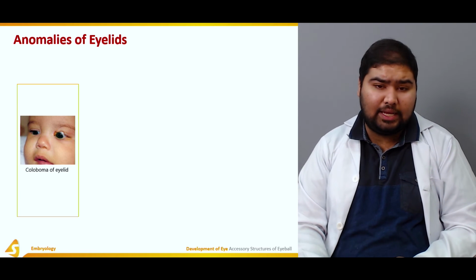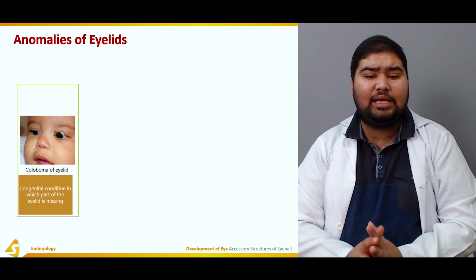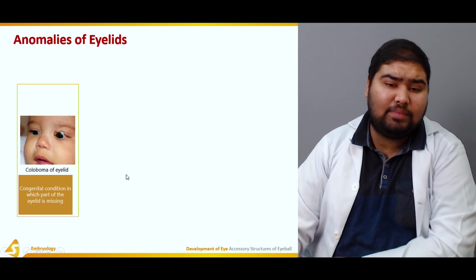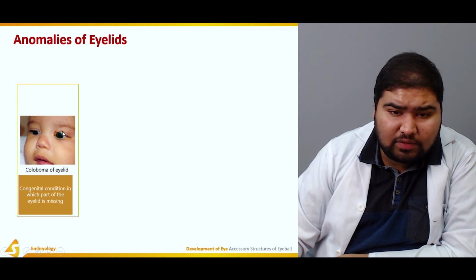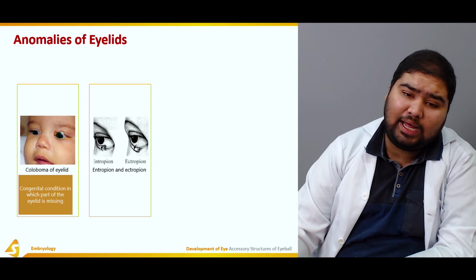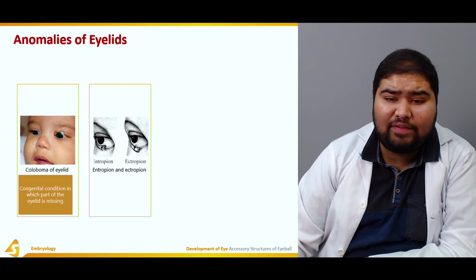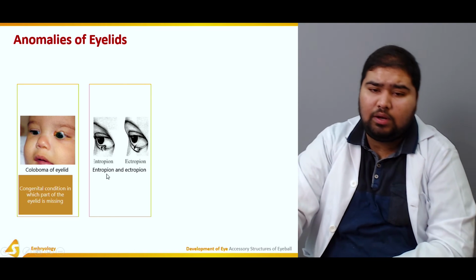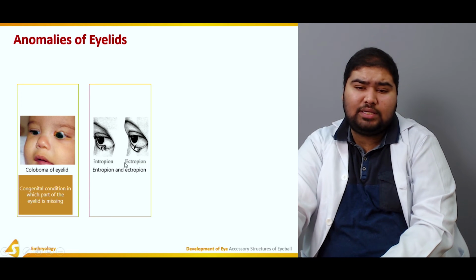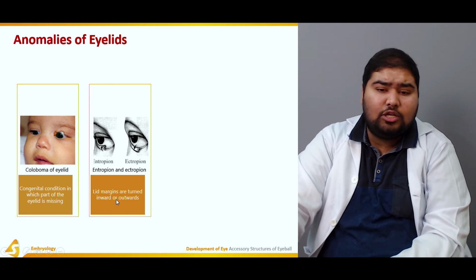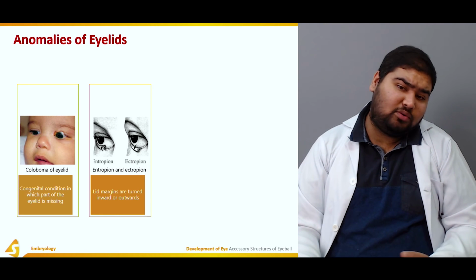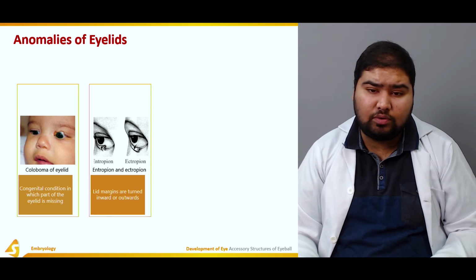Now, talking of the anomalies of the eyelids, we have coloboma of the eyelid. This is a congenital condition in which part of the eyelid is missing. Here you can see in the figure a part of the eyelid is missing, known as coloboma of the eyelid. We can have entropion or ectropion. In entropion, there's inward movement of the eyelid. In ectropion, there's outward drooping of the eyelid. So lid margins are either turned inwards or outwards.